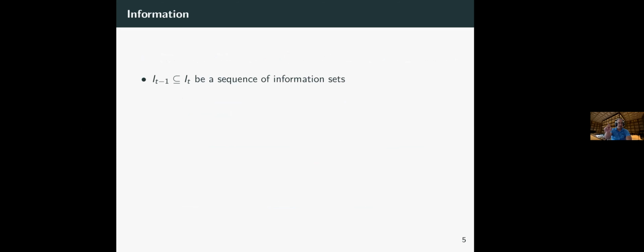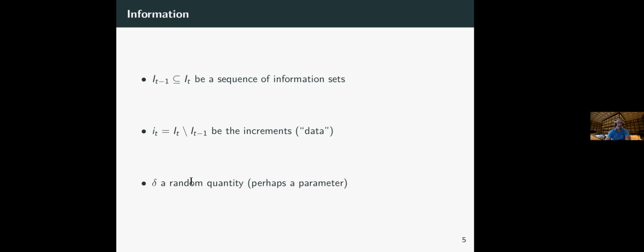technical bookkeeping. We're going to have a sequence of nested information sets. T here is just an index. It doesn't have to represent any kind of cardinal time. It's just 1, 2, 3, 4, 5, 6, 7, 8, 9, 10. It's just an ordinal index. We're going to define little I to be the increments to the information sets. So you can think of this as data.